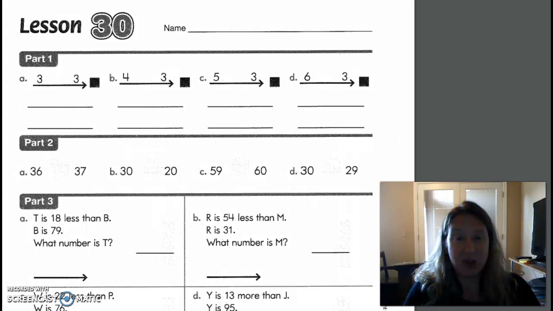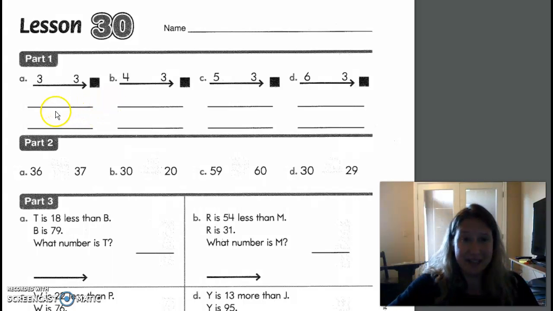So if you could have your green books open to lesson 30 and have your sharpened pencil ready to go, and we will go ahead and get started. So, touch part 1 in your book.